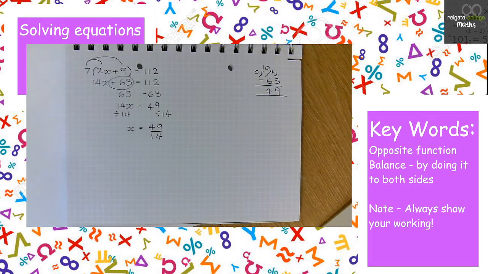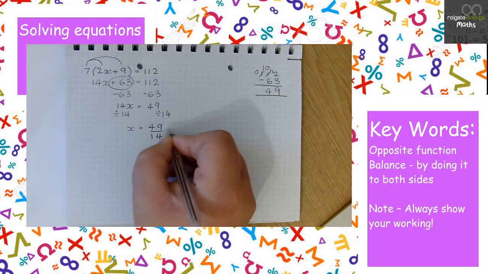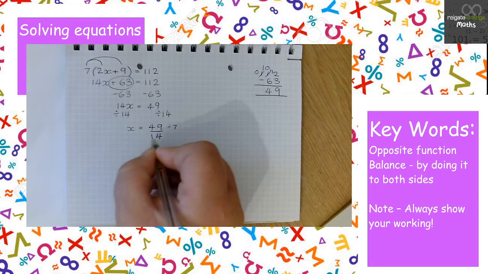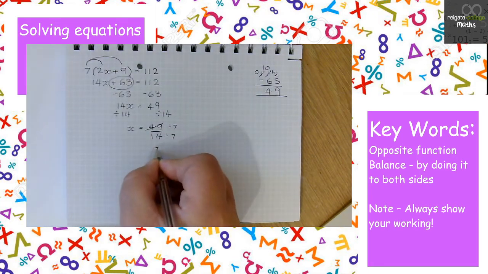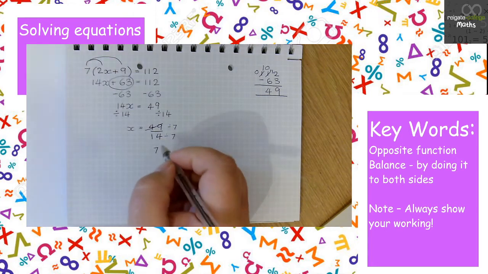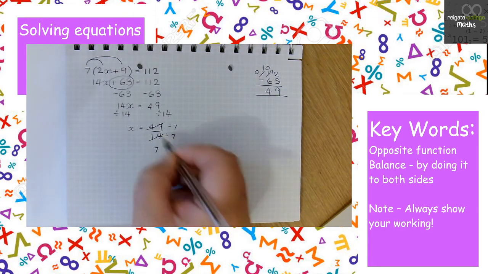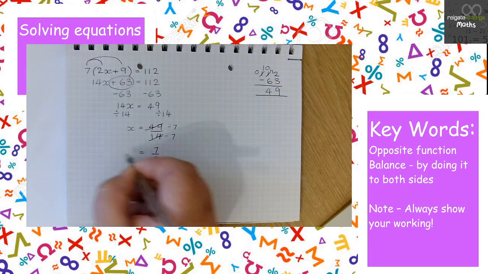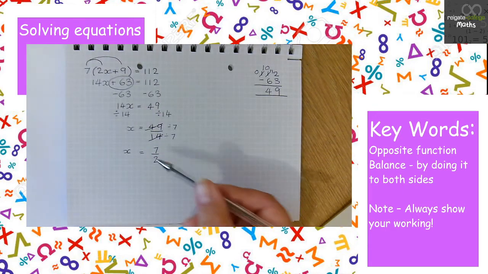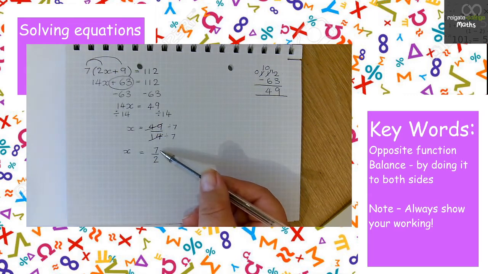Recognising those two numbers as being in the 7 times table, I can simplify that fraction to make the numbers easier to deal with. 49 divided by 7 will give me 7. And if I do the same to the bottom, 14 divided by 7 will give me 2. So simplifying that equation leaves me with x has a value of 7 over 2.